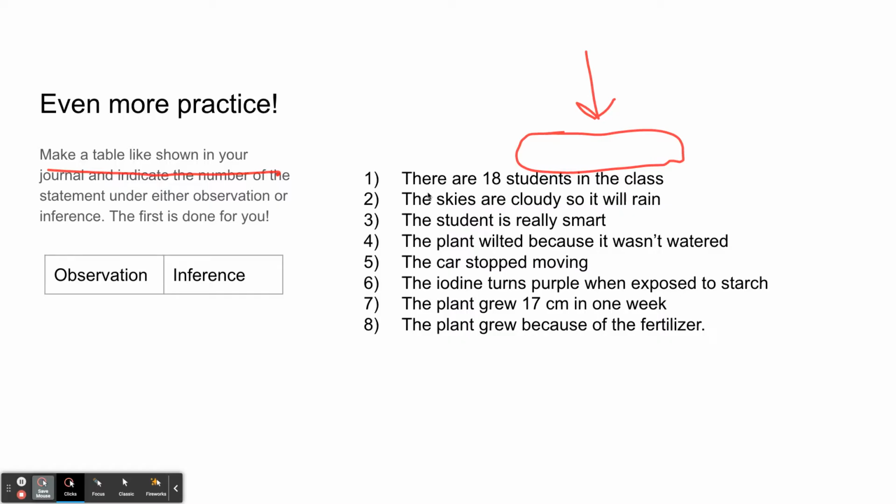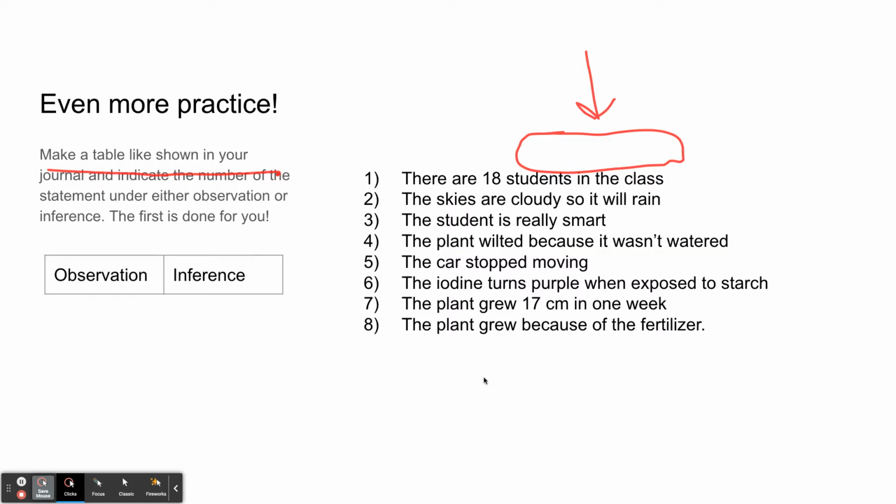So I'll show you. I'm going to look at that first sentence. There are 18 students in the class. Okay, that is not an inference. I might say an inference to that could be it's a small class, right? Because I'm looking at sizes of classes and my previous knowledge. But because I'm just counting 18 students, this is an observation. And even more specifically, it's a quantitative observation. So number 1 would go under observation in my journal.